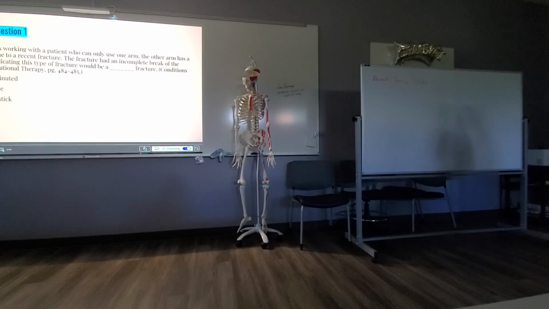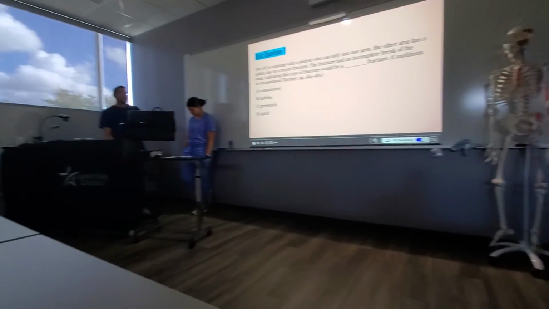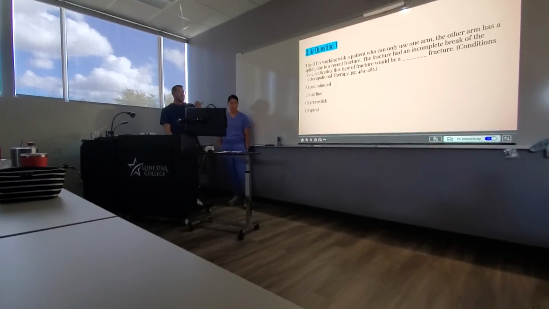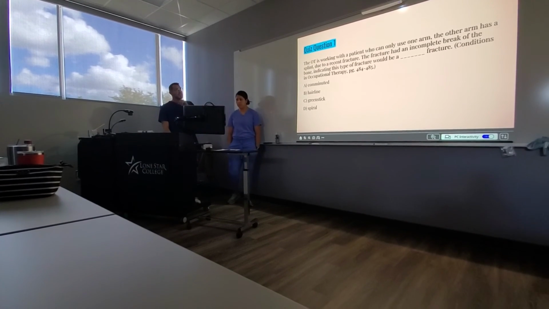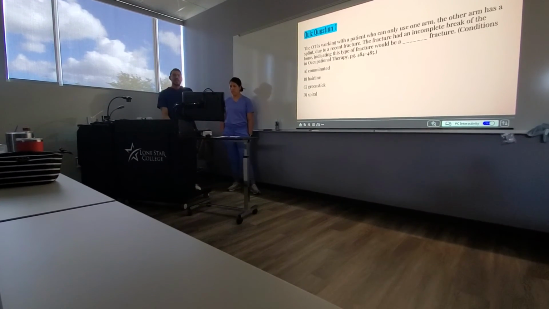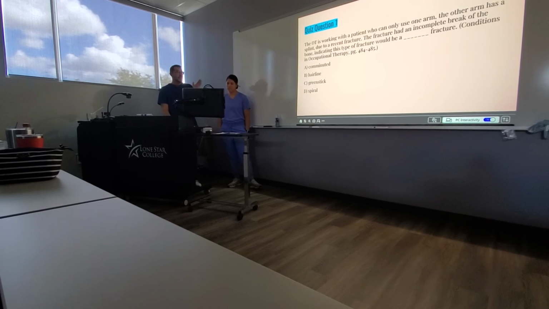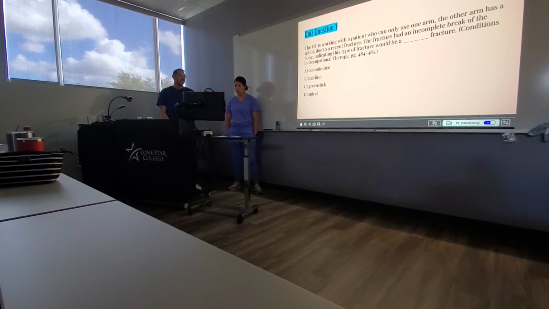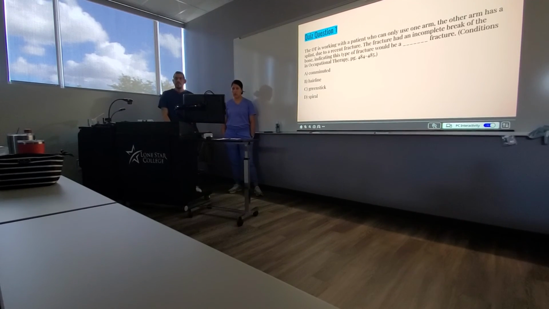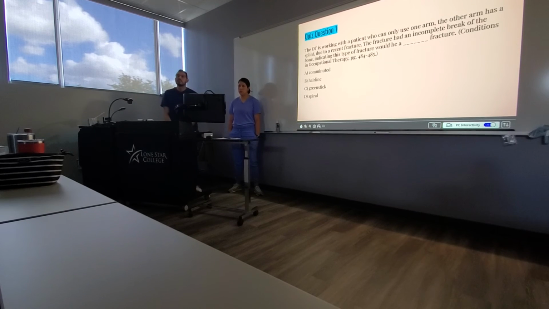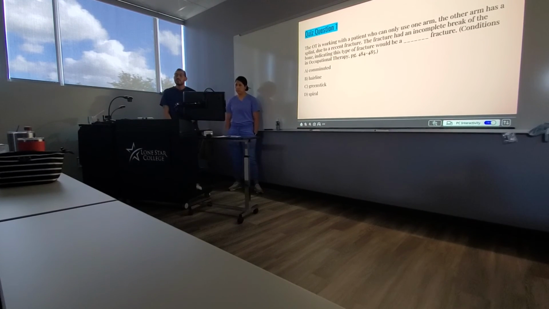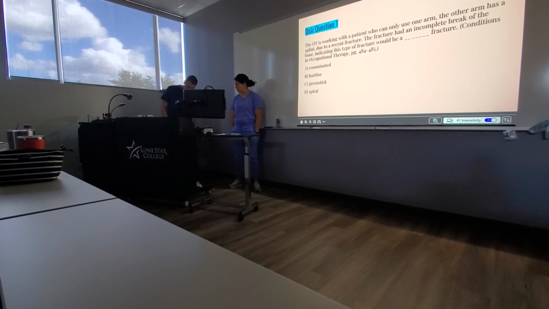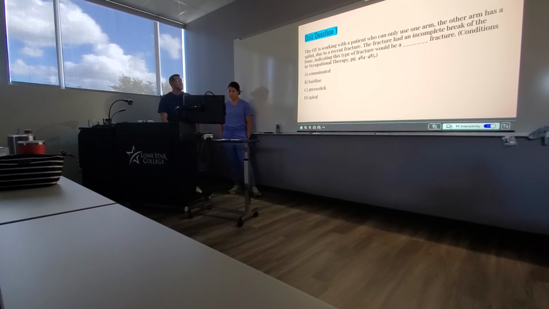All right, the OT is working with a patient who can only use one arm. The other arm has a splint due to a recent fracture. The fracture had an incomplete break of the bone, indicating this type of fracture would be a blank fracture. So we have comminuted fracture, hairline fracture, greenstick fracture, or spiral fracture. And Miss Joseph is going to answer that question. You said? Correct. It is a greenstick. Yay!